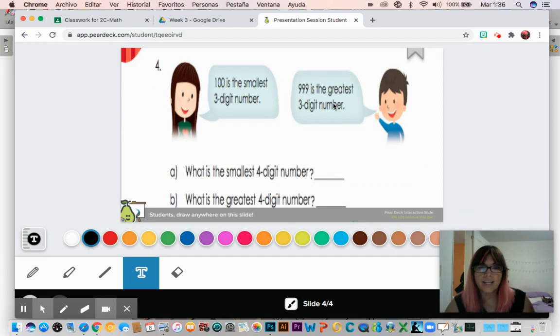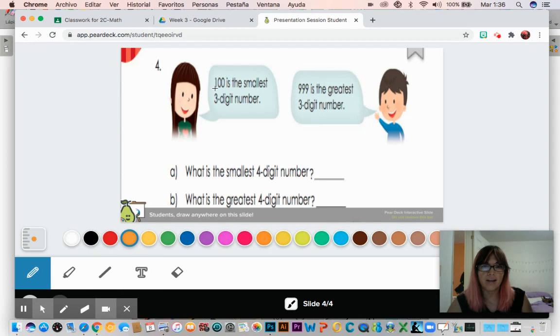Here, look at the boys talking. They are saying 100 is the smallest three-digit number. Three-digit because we have 1, 2, 3. Three digits, okay? A 1, a 0, and a 0. So she's saying that's the smallest three-digit number. And then the boy says 999 is the greatest three-digit number.